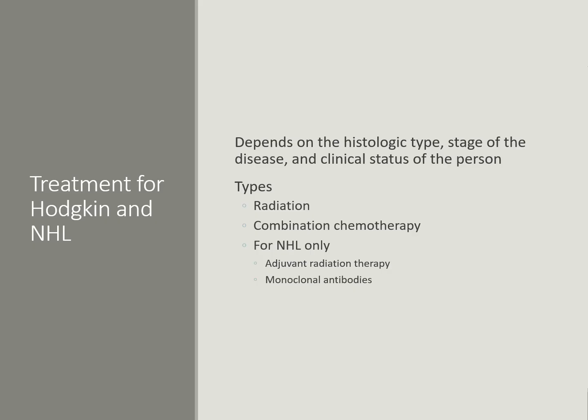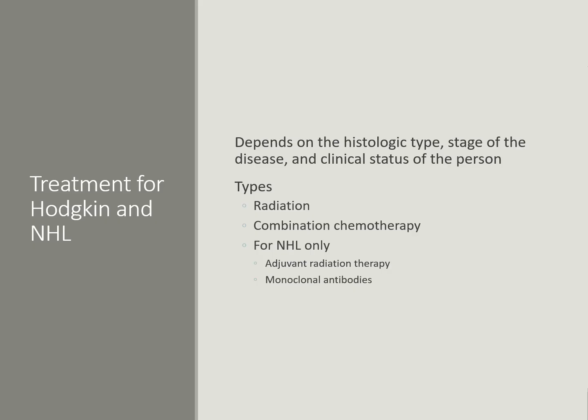Hodgkin's lymphoma, as far as treatment, really is one of the most curable cancers. It typically has a much better outlook than our non-Hodgkin's lymphomas. And the 5-year survival rate for Hodgkin's is 85%, 10-year is 80. For non-Hodgkin's, the overall 5 and 10-year survival rates are 69 and 59% respectively. So we do much better with treatment for Hodgkin's lymphoma than NHL.